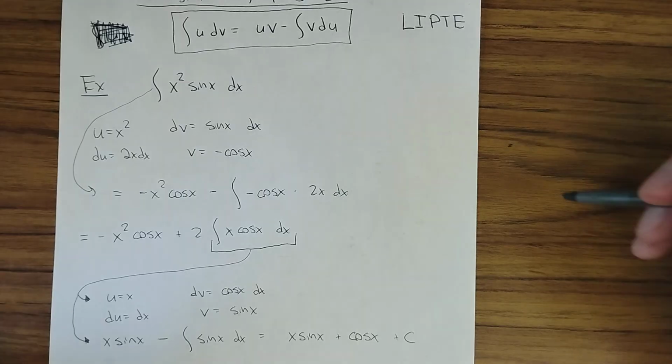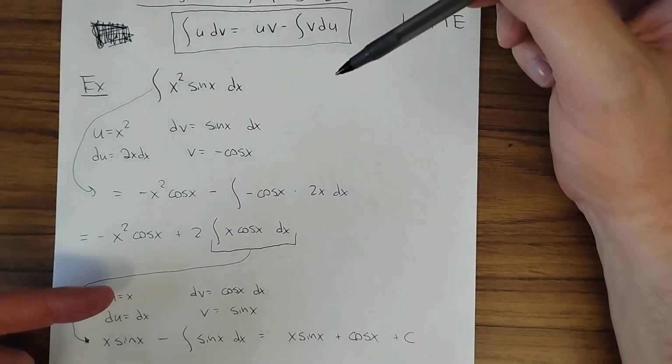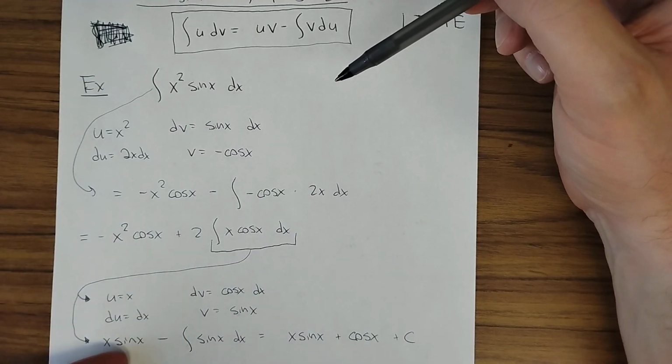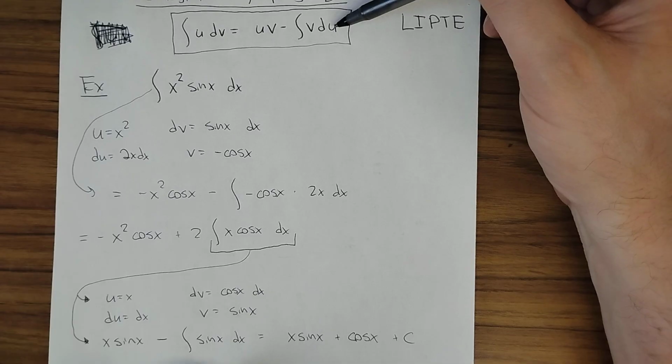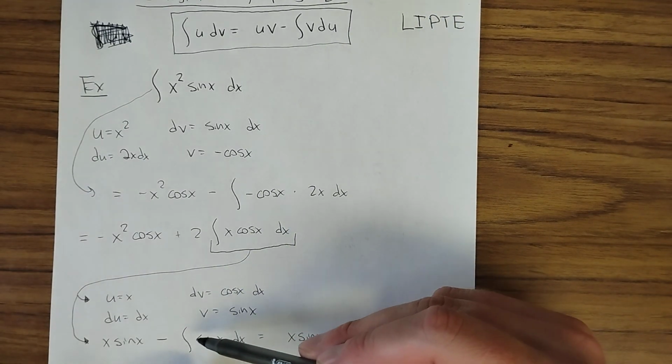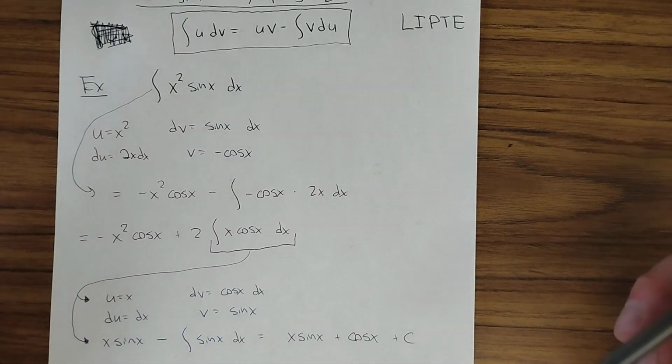And then, so I do integration by parts. I have u times v, so that's x times sine x, that's here. And then I subtract the integral of v du, so that's minus the integral of sine x, and then du is just dx.